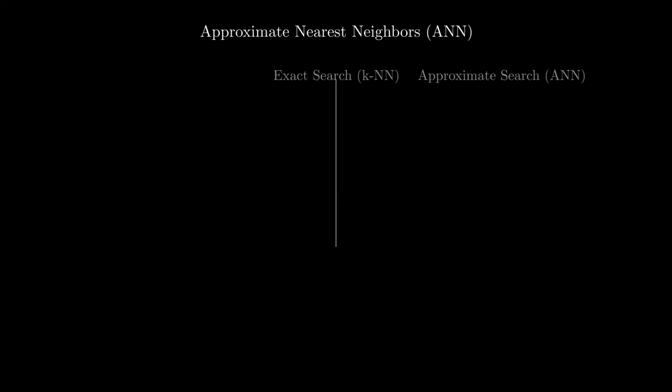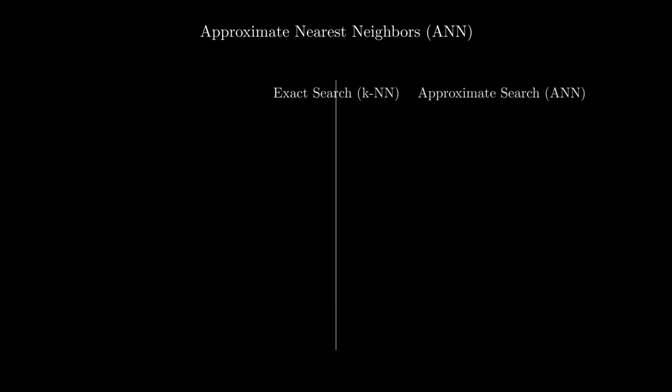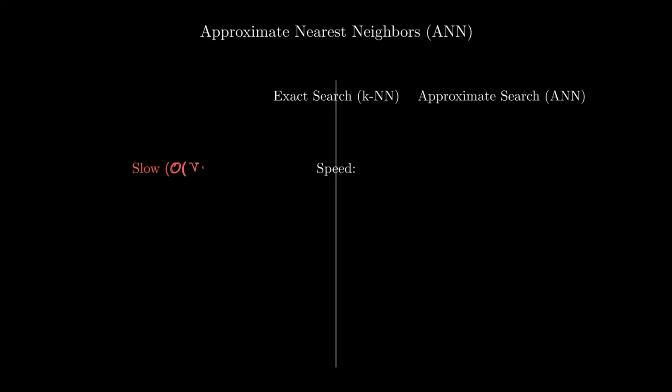So, how do we solve this scalability crisis? We have to make a fundamental engineering trade-off. Let's compare our two options. On the left, we have exact search, the brute force KNN approach we just saw. On the right, the solution, approximate nearest neighbors, or ANN. First, let's look at speed. Exact search forces us to check every single vector. As your data grows, this becomes painfully slow, scaling linearly or big O of n. It's a bottleneck. ANN, however, uses clever indexing trees to skip most of the data. It is ultra-fast, often scaling logarithmically.